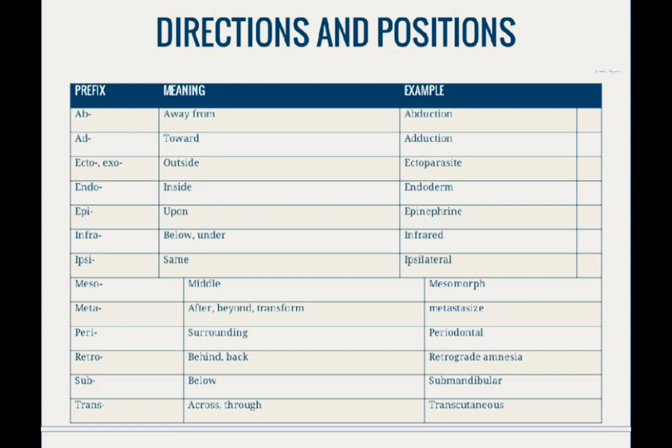Directions and positions in medicine. You'll often encounter terms that describe where a procedure or condition takes place on the body. Prefix, meaning, example: ab: away from, abduction. Ad: toward, adduction. Ecto, exo: outside, ectoparasite. Endo: inside, endoderm. Epi: upon, epinephrine.